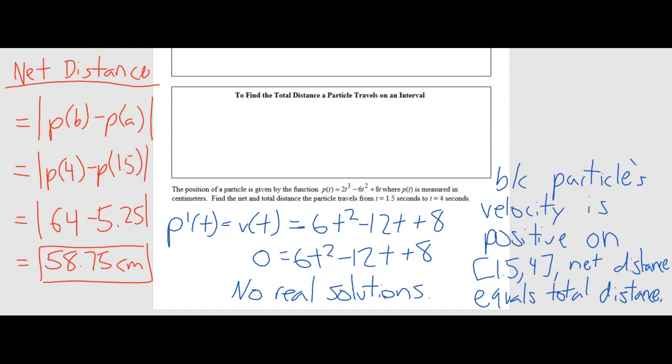Again, you don't have to say that the particle's velocity is always positive. You just have to say because the particle's velocity never changes signs on the interval 1.5 to 4, the net distance and total distance will be equal to one another.